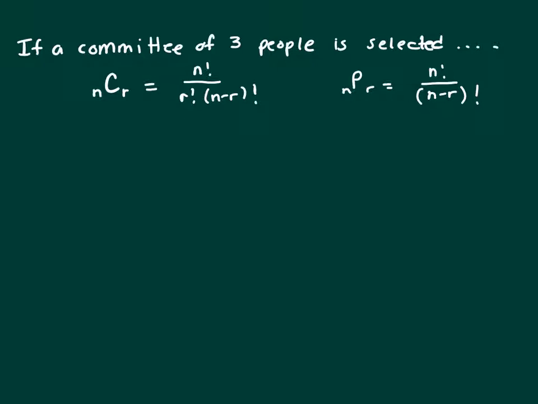By the way, n factorial is what? N factorial is n times n minus 1 times n minus 2 on down till you get to 1. So if you had 4 factorial, that would be 4 times 3 times 2 times 1.